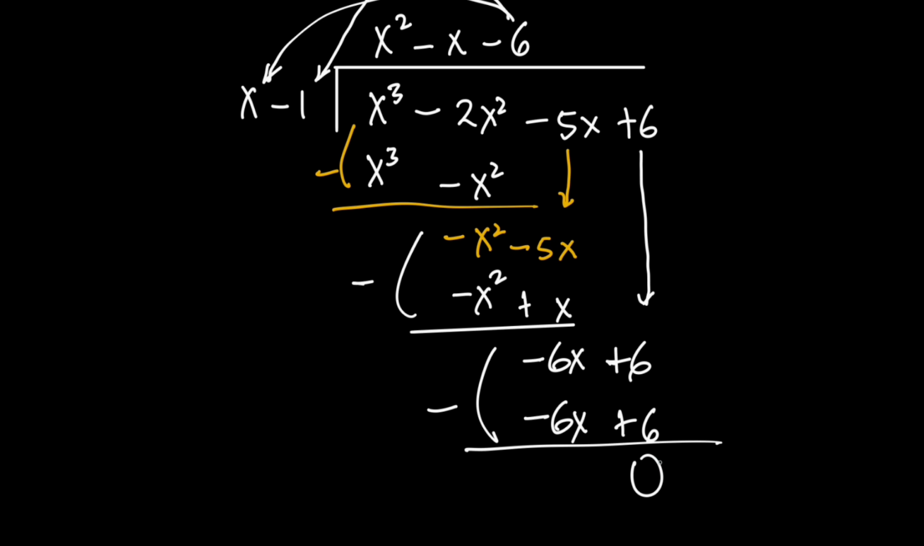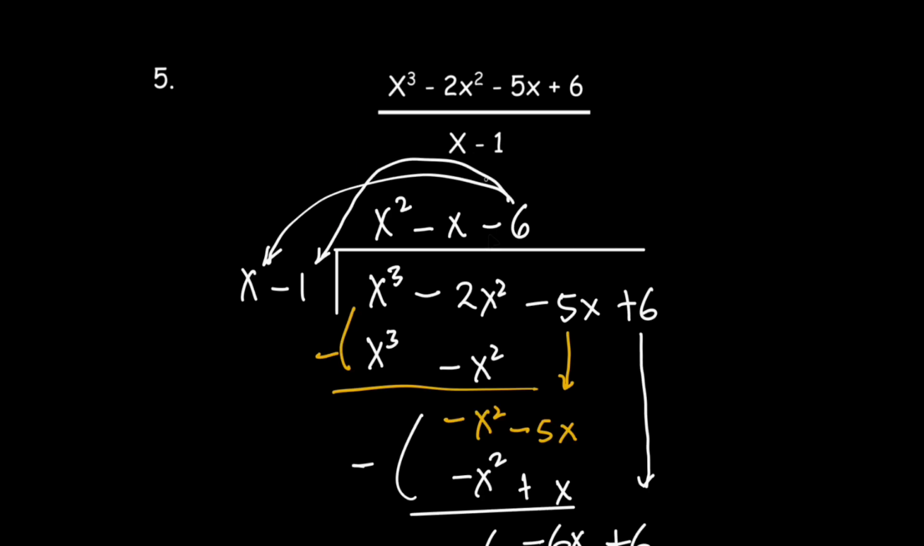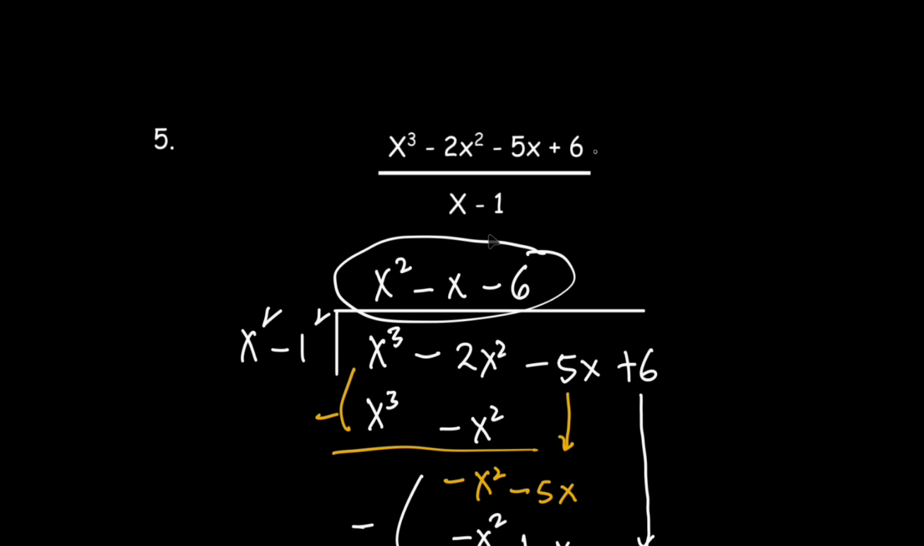So in the end, this is what we are getting. And these terms right here, which is known as the quotient, is our answer. So this is going to be x squared minus x minus 6. And that is pretty much it.